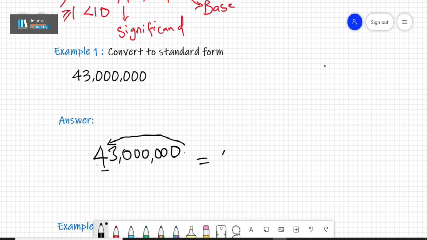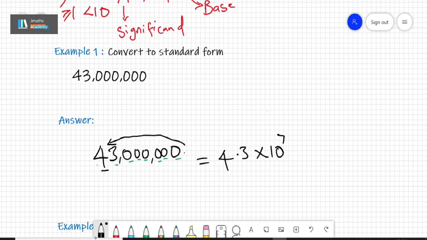So we then have 4.3 multiplied by 10 raised to the power of, we have 1, 2, 3, 4, 5, 6, 7, positive 7. Now it is positive because the decimal point moves towards the left-hand side. Our exponent becomes negative when the decimal point moves towards the right.